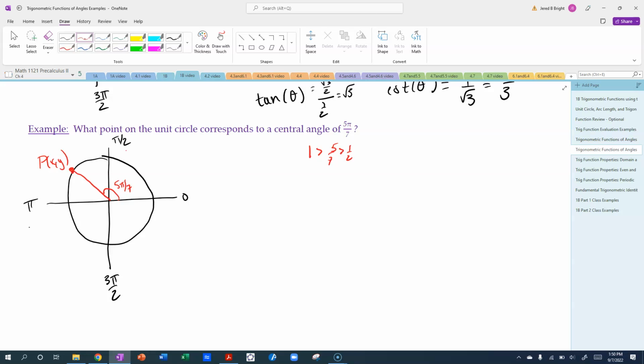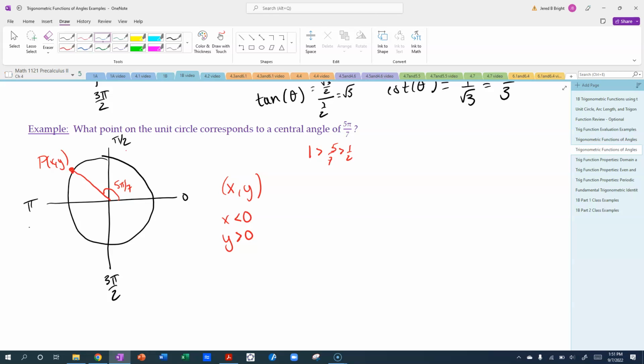Still a little stuck, but here's what I also know from the picture, right? Whatever my answer is, I know that if this is the point, x needs to be negative because it's in quadrant 2, and y needs to be positive, right? Okay, so still stuck. What do I do? Here's what we remember.